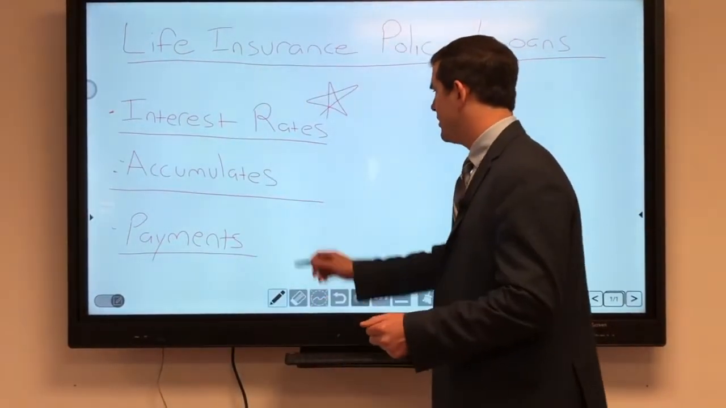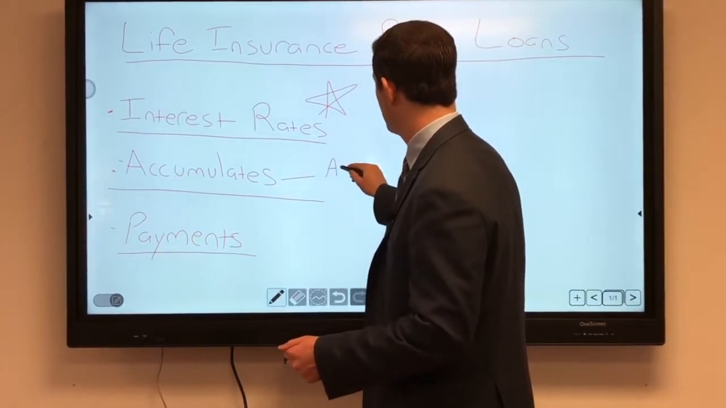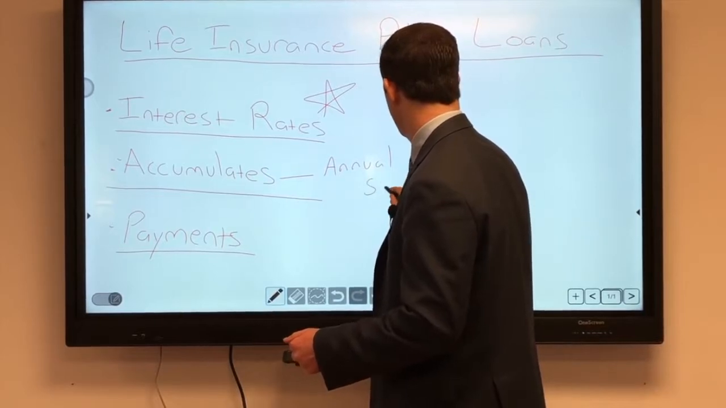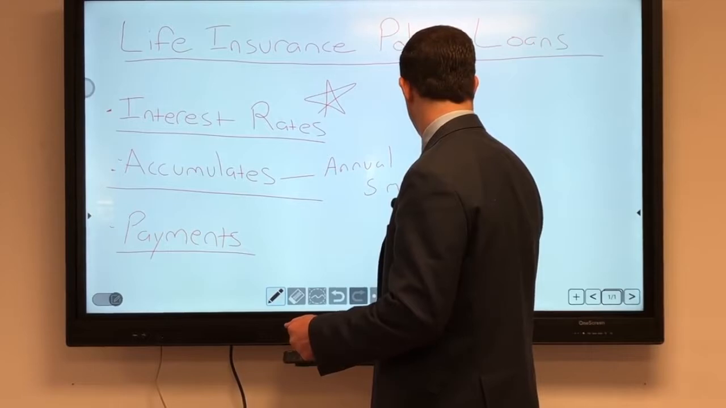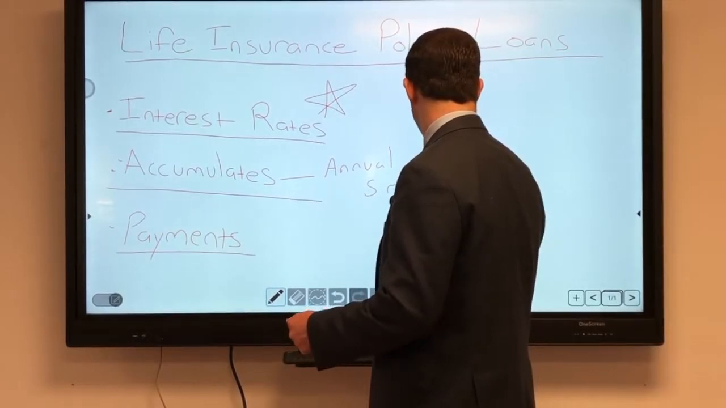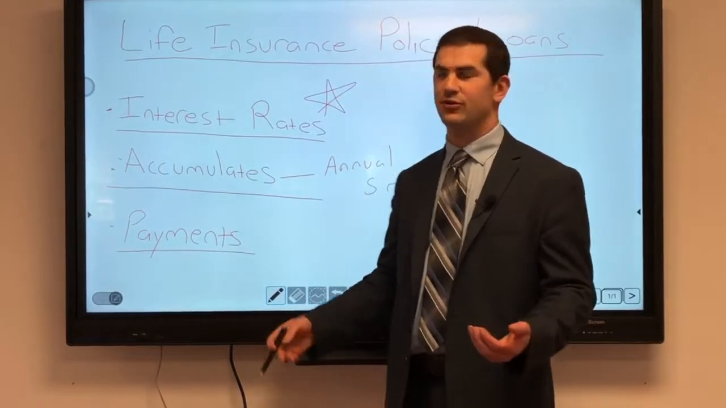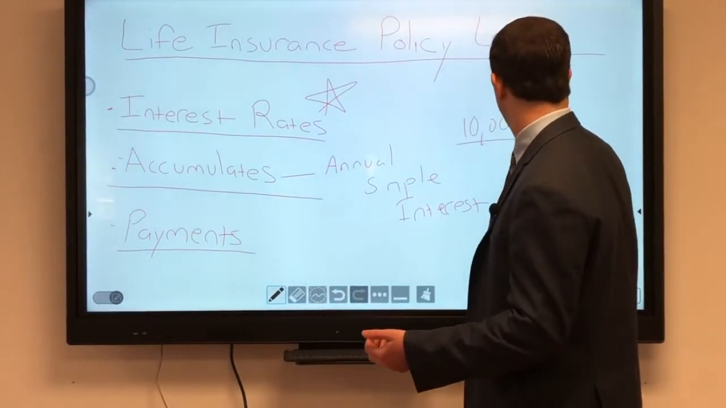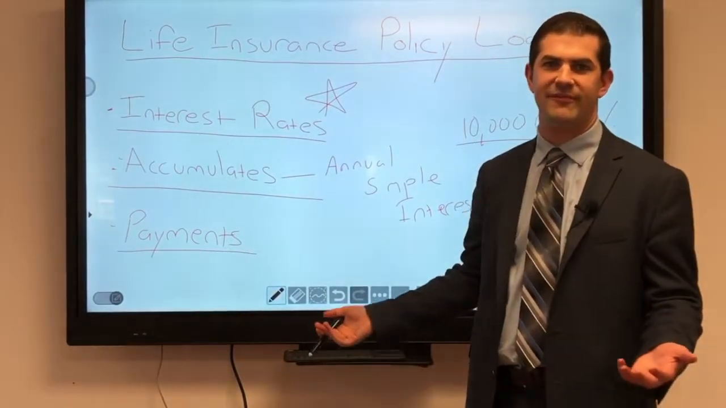Just to reiterate, all life insurance policy loans, the interest accrues at what's called annual simple interest. What that means is if I take a loan out, say of $10,000, say my loan interest rate is 5%. What's 5% of 10,000? $500.